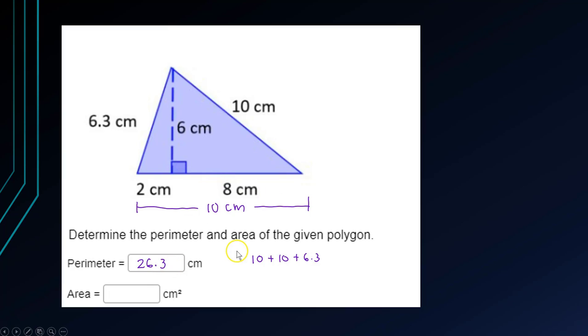As far as the area goes, any one of these three sides could be considered the base. However, in this particular problem, this 10 centimeter side is being considered the base because this height is drawn perpendicular to it. And so when I do the formula, 1/2 the base times the height would give me 30 square centimeters for this.